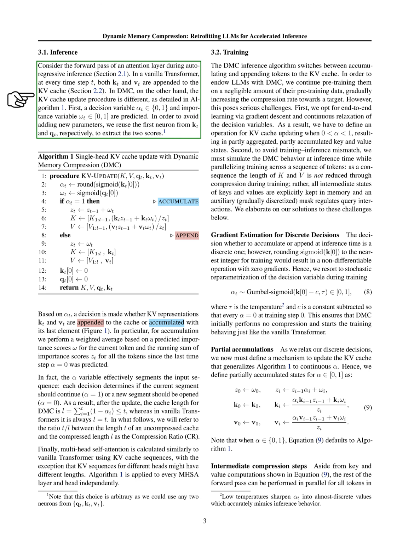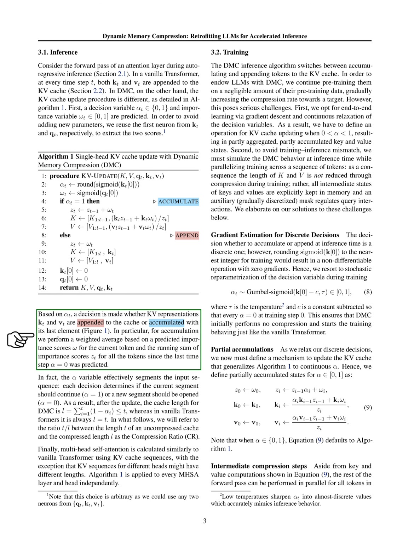During inference with DMC, we update the KV cache differently compared to a standard transformer. We predict a decision variable alpha_t and an importance variable omega_t at each time step t. Based on alpha_t, we decide whether to append the representations k_t and v_t to the cache or accumulate them with the last element. This decision is made using predicted importance scores and a weighted average calculation.